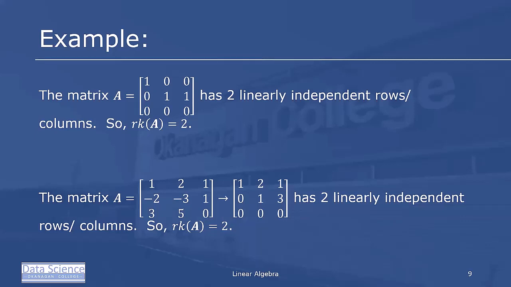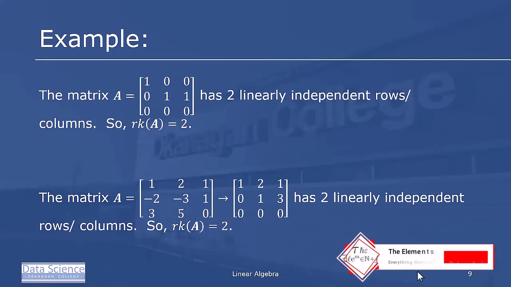In our second example, we take the matrix A, 1, negative 2, 3, 2, negative 3, 5, and 1, 1, 0, and reduce it using Gaussian elimination. We get the matrix 1, 0, 0, 2, 1, 0, 1, 3, 0, and this has 2 linearly independent rows or columns, which means that the rank of A is again 2. We'll make more use of linear independence and linear dependence in our later videos.